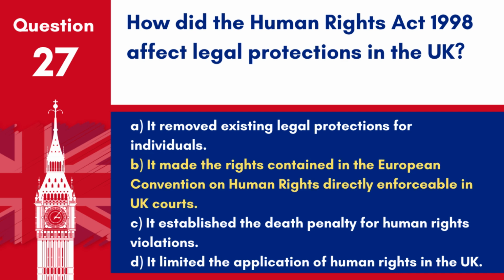Answer. B. It made the rights contained in the European Convention on Human Rights directly enforceable in UK courts. The Human Rights Act 1998 significantly enhanced legal protections by incorporating the European Convention on Human Rights into UK law, enabling individuals to defend their rights in domestic courts.